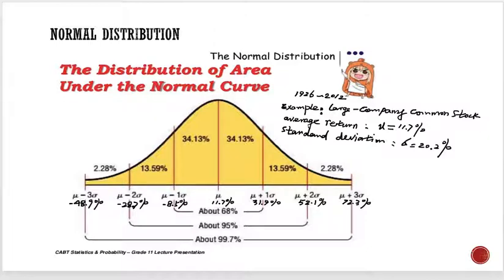If you are going to buy S&P 500 large company common stock next year, 2019, you need to have the expectation that there is a 68% chance your return is going to be from negative 8.5% to 31.9%.